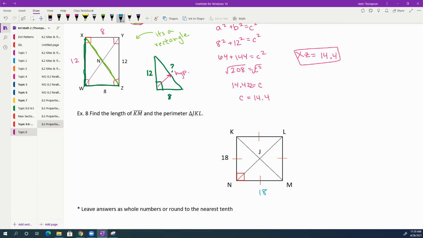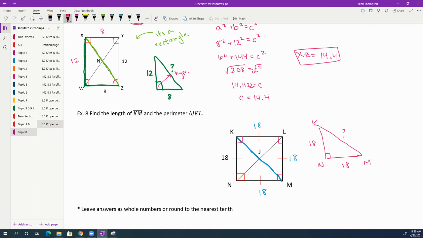So I have 18 on all of these sides. I'm looking for KM. We know that all of these are right angles if one of them is. So if you focus in on this half of the square, where I have N, K, and M, this side is 18 and this side is 18, and I want to know what this hypotenuse is. So I'm actually going to do the same process as above.